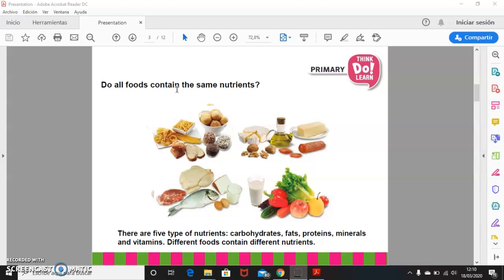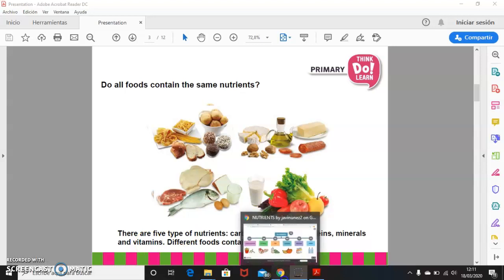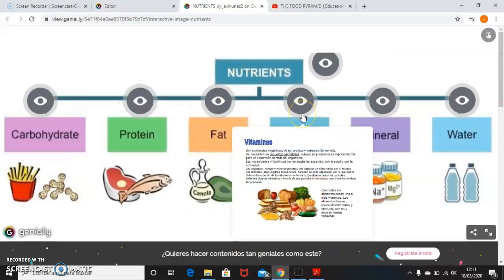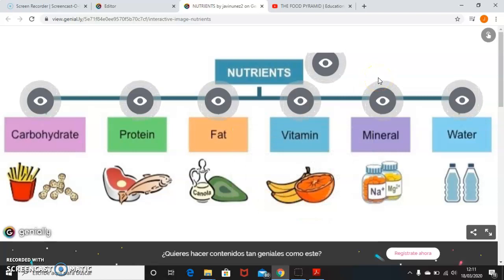Okay. So, this presentation, this video is for you to help you understand nutrients and how important they are in our daily life. Do you remember that last day we were talking about the five types of nutrients: carbohydrates, fats, proteins, minerals, and vitamins. And today we should go into more detail about these nutrients.